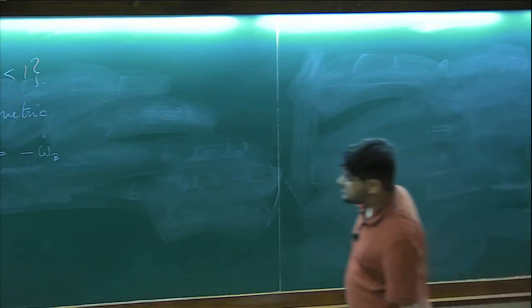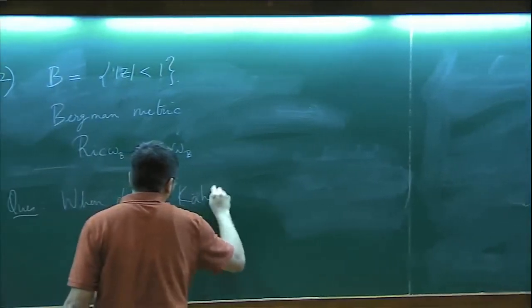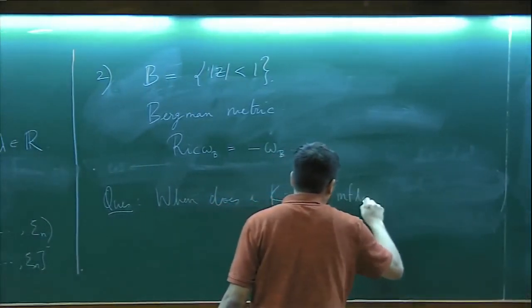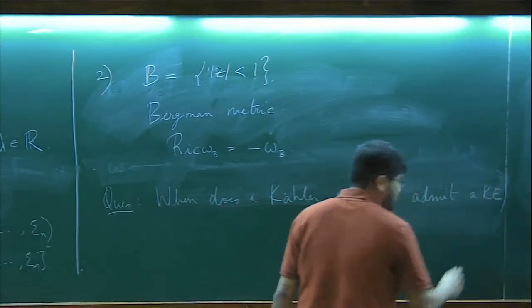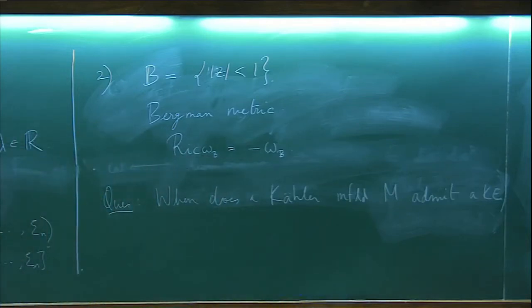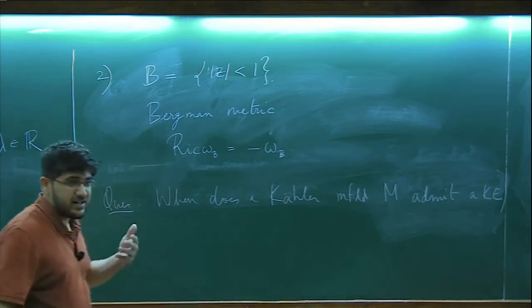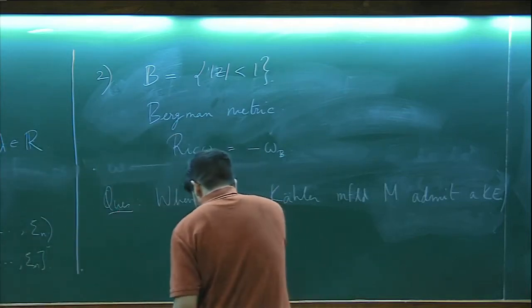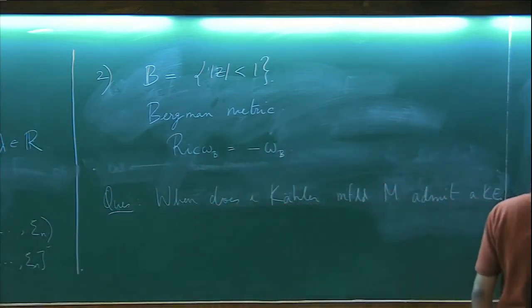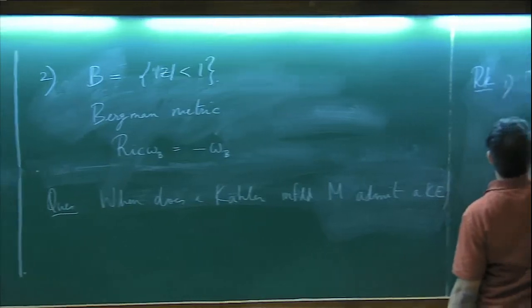Right, so now a natural question is, when does a Kähler manifold admit a KE? So of course, a given Kähler manifold will have plenty of Kähler metrics. So the question is, when does it actually admit one of these special kinds of Kähler metrics? Okay, so right at the outset, there is one sort of obvious topological restriction.